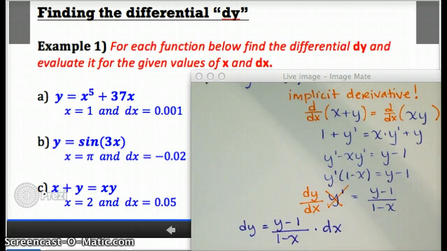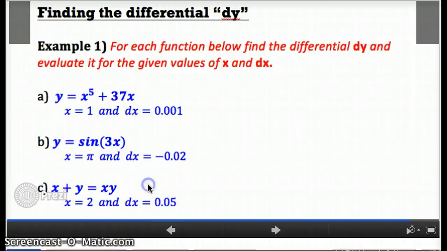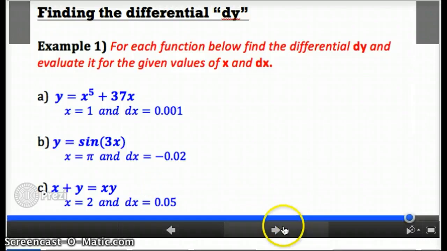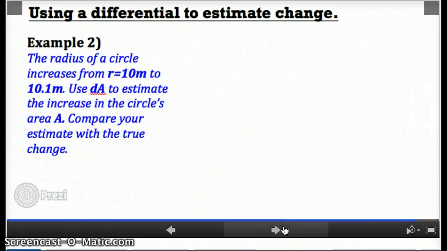So now that you've seen some math examples of where we talk about differentials, really why we care is because they're very useful to talk about change in the real world. We use differentials to estimate how something is changing.